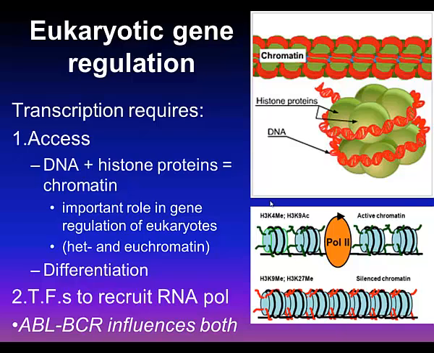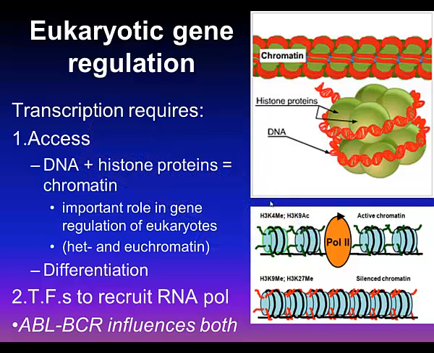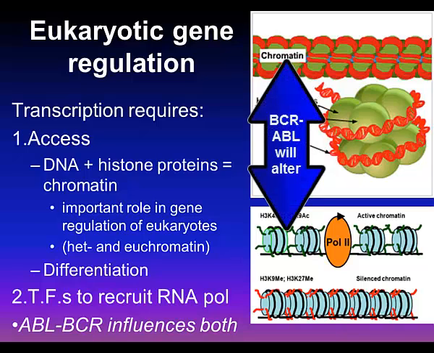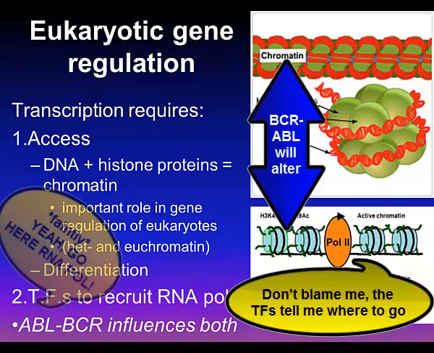The second way is simply the transcription factors themselves. A plethora of transcription factors able to recruit RNA polymerase and access of those guys to the promoter site are actually going to regulate transcription. It's going to allow transcription to occur. Now, the nasty thing about this ABL-BCR fusion protein is that it's actually going to influence both. It's going to influence the access, the heterochromatin versus euchromatin formation inside a cell, and also the amount of transcription factors that are going to be produced.